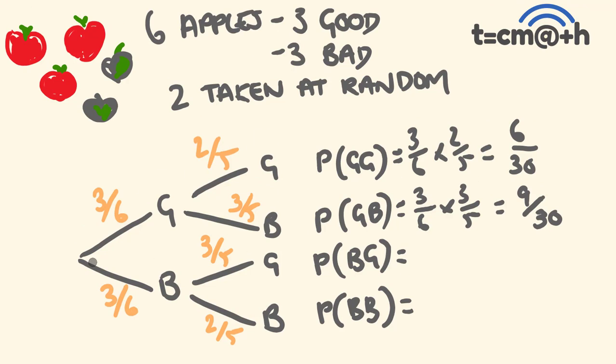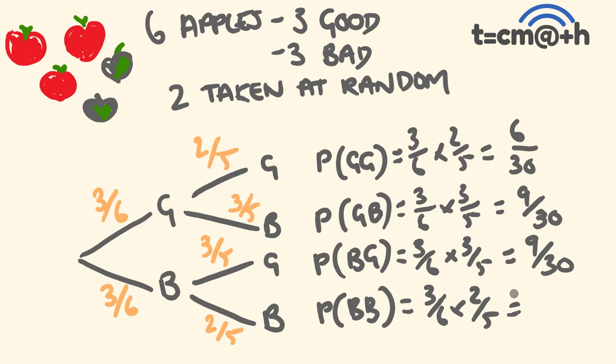The probability of getting a bad then a good, we have 3 out of 6 times 3 out of 5, which is going to be 9 out of 30 also. And the probability of getting 2 bads is 3 out of 6 times 2 out of 5, which is going to be 6 out of 30. There you go. How'd you go with that?